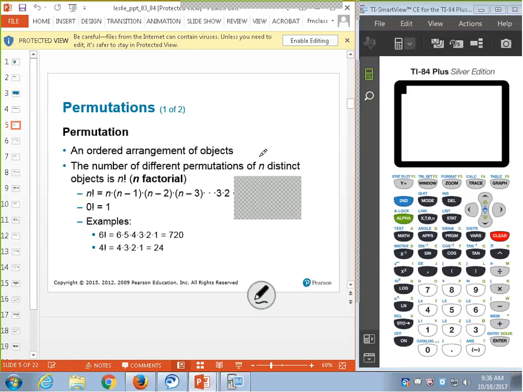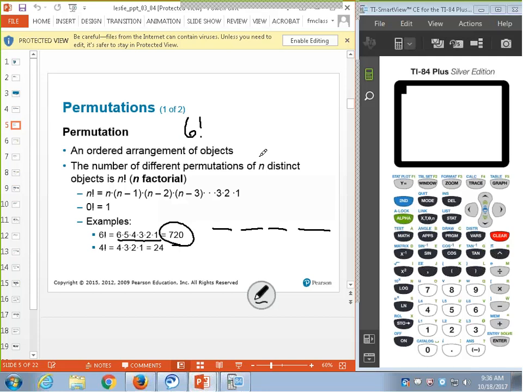Where n factorial is, if it's 6 factorial, you start at the number 6 and keep going down by one: 5 times 4 times 3 times 2 times 1, all the way to 1. When you multiply all those numbers, in this case, you get 720. So 4 factorial, you start at 4 and go down: 4 times 3 times 2 times 1, which is 24.